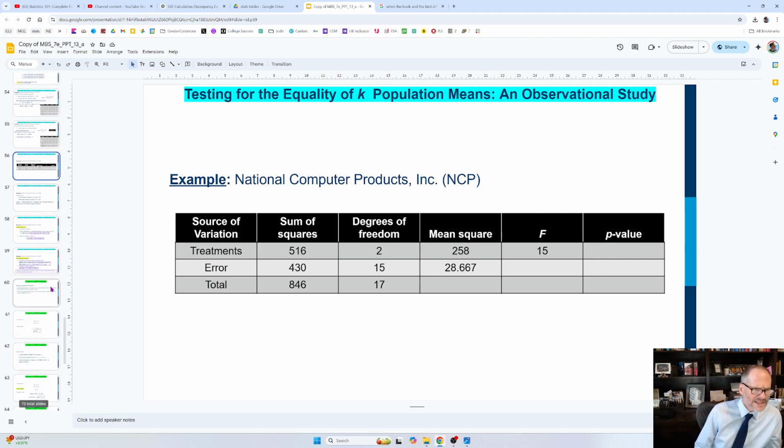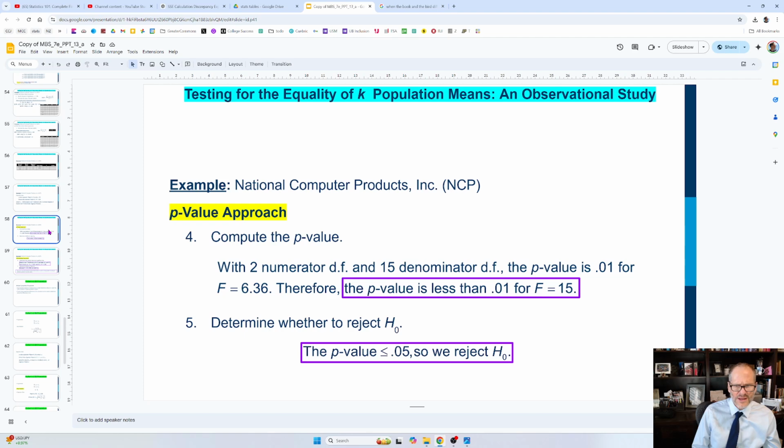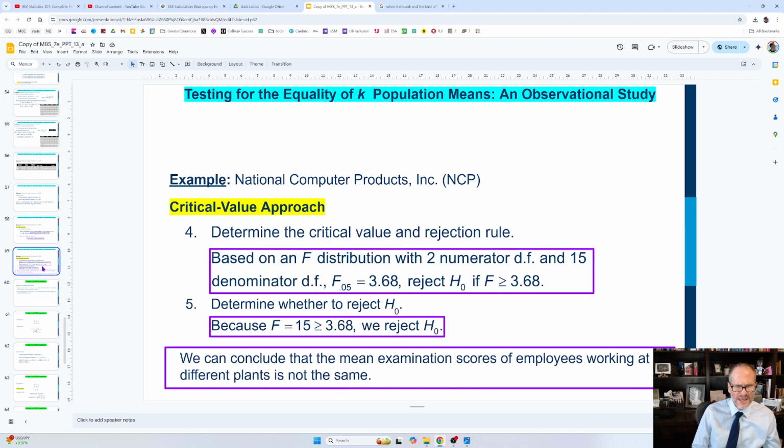Okay, there's 3 last slides here the textbook has, and here is how they set all that up and talk about it. Here is the p-value approach, and they reject, and you can pause the video and read about it. And here's the critical value approach, and they reject, so you can pause the video and read about it. The way they talk about it is we can conclude that the mean examination scores of employees working at different plants is not the same. They use a lot of double negatives and things like that. They have different scores at the plants, like they have different populations.